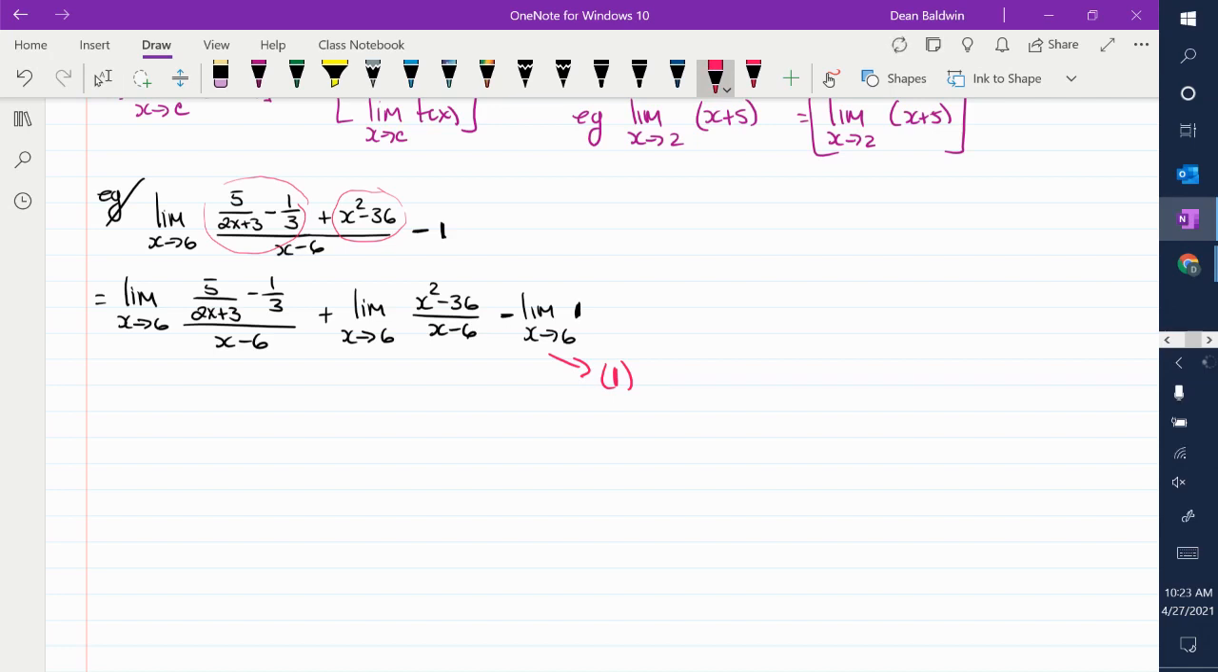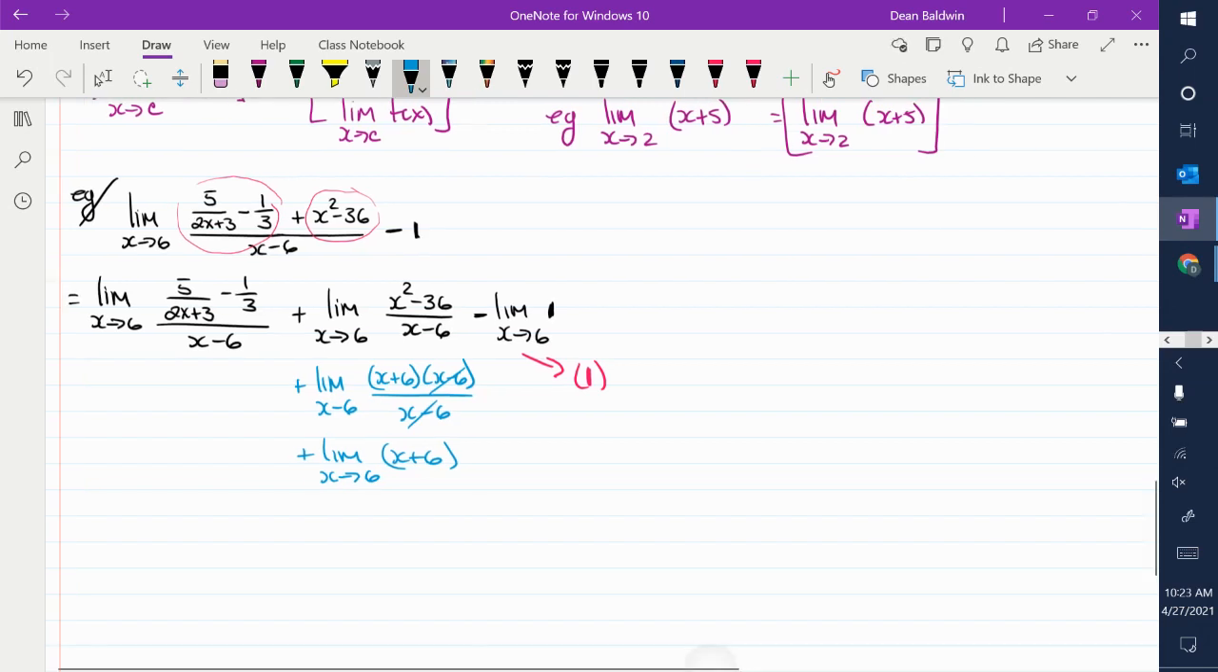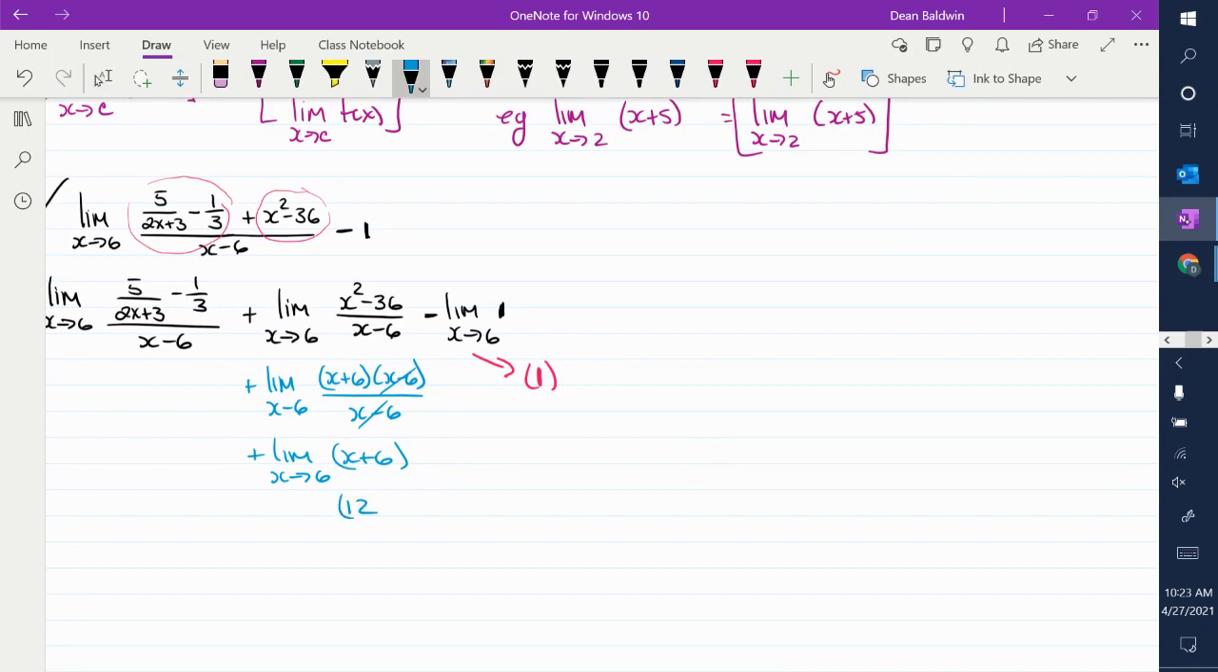Let's do the middle one because I think we know what to do with this one. What do we do with the middle one? You're going to factor it, right? So we get x plus 6, and the x minus 6's go away. So what is that limit? Just 12. So that gives me 12. Okay.